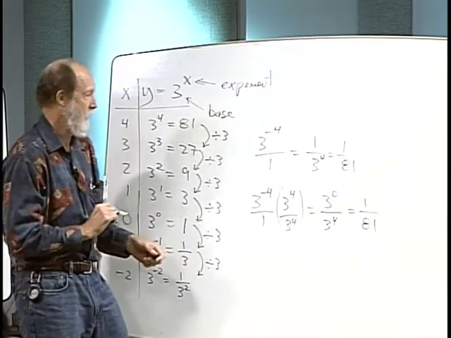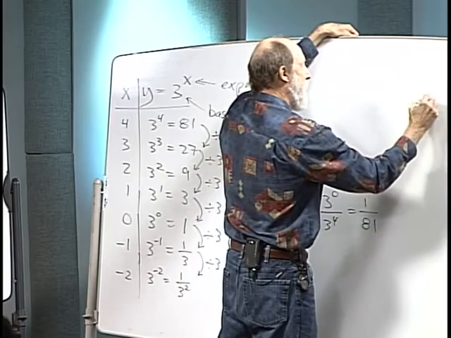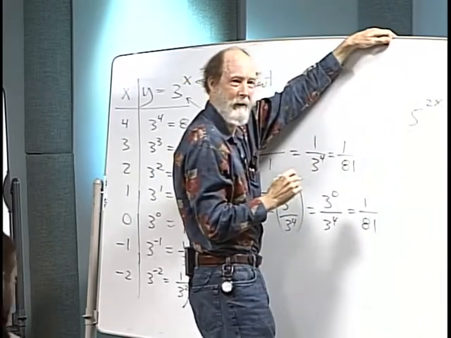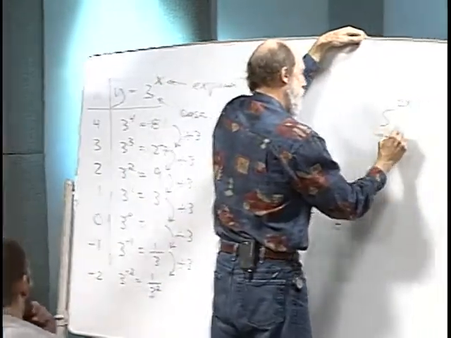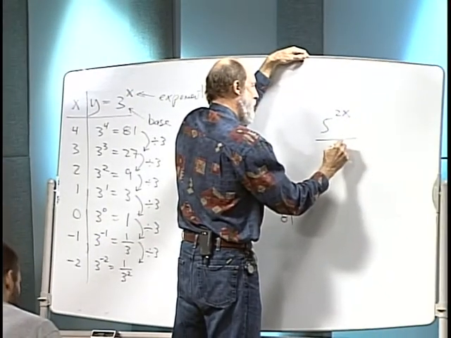Practice this for a second. Let's say we had 5 to the 2x divided by 5 to the x.